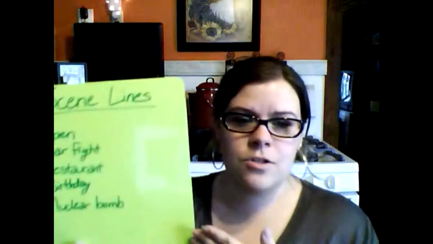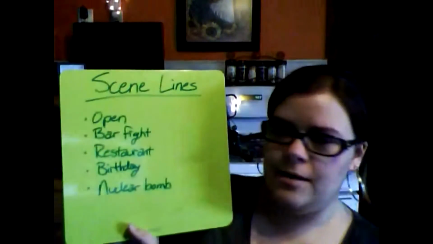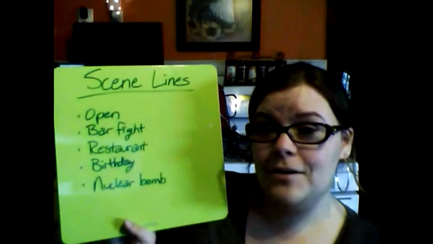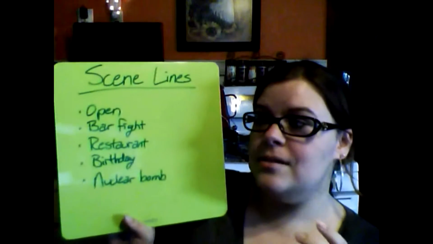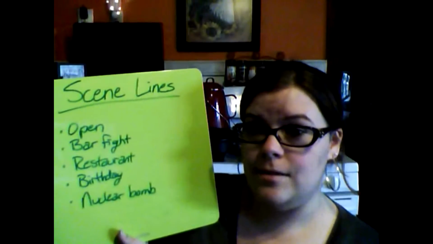This next method of outlining I just call scene lines. Now by scene, I mean just a part of the story that doesn't necessarily have to be a chapter. It can be shorter. I actually find that this method works best for short stories and things that are shorter than, say, a novel. Now, here's just a quick example that I put together. Open, bar fight, restaurant, birthday, nuclear bomb. Now, obviously this isn't for a real story, but it could be.